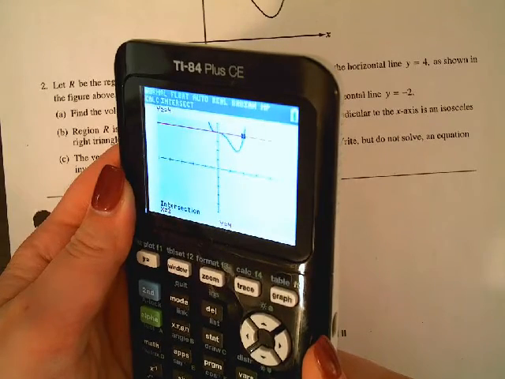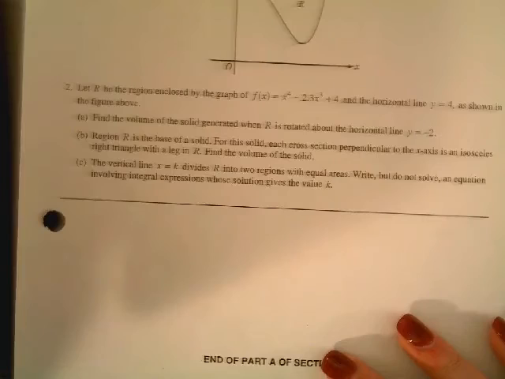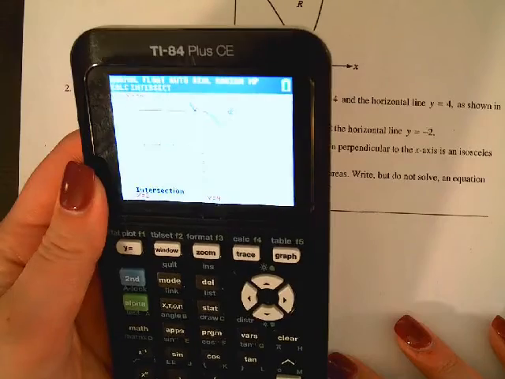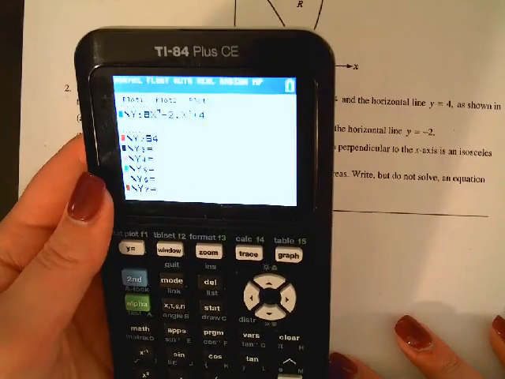Okay, it is 2. I have 2.3. Did I type that right? Yeah. Oh, I missed this right.